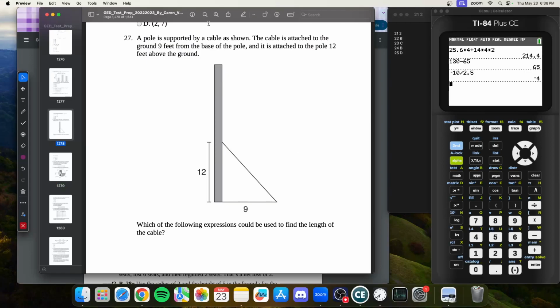So here we have question 27. A pole is supported by a cable as shown. The cable is attached to the ground 9 feet from the base of the pole and is attached to the pole 12 feet above the ground. Which of the following expressions can be used to find the length of the cable?